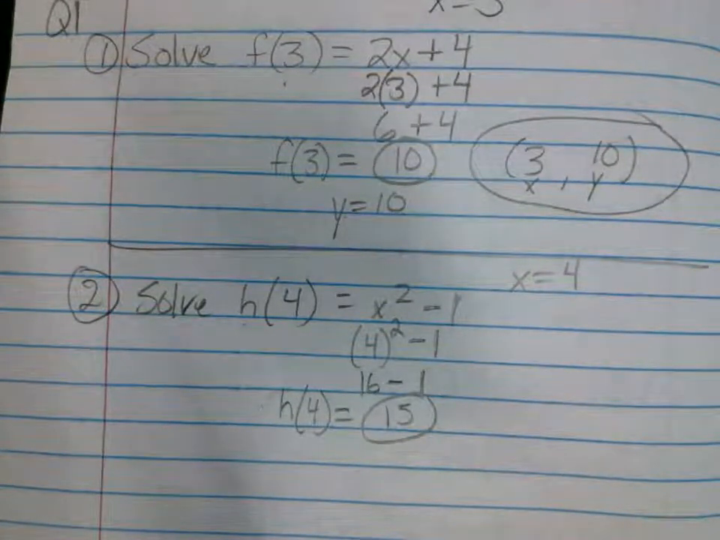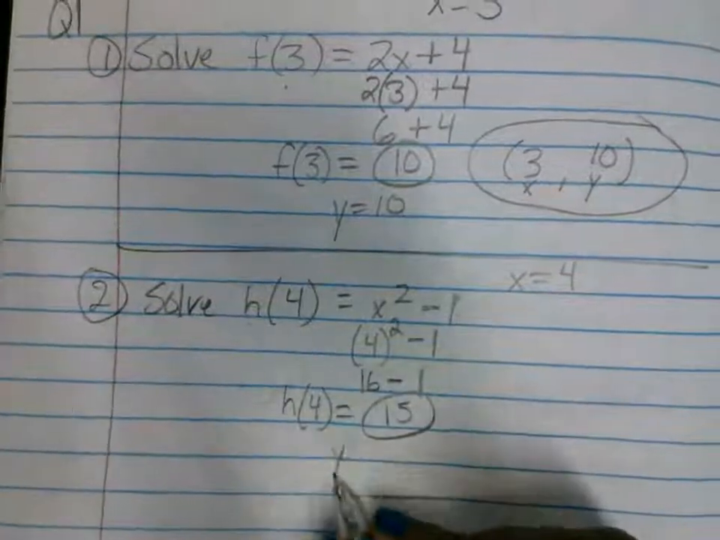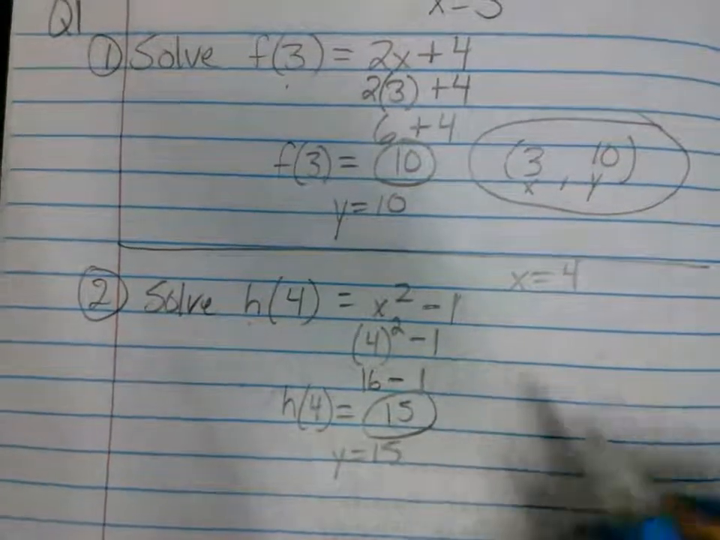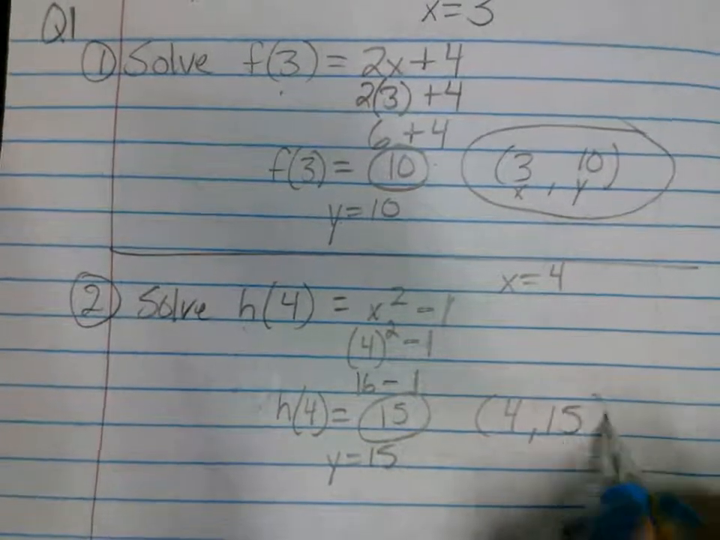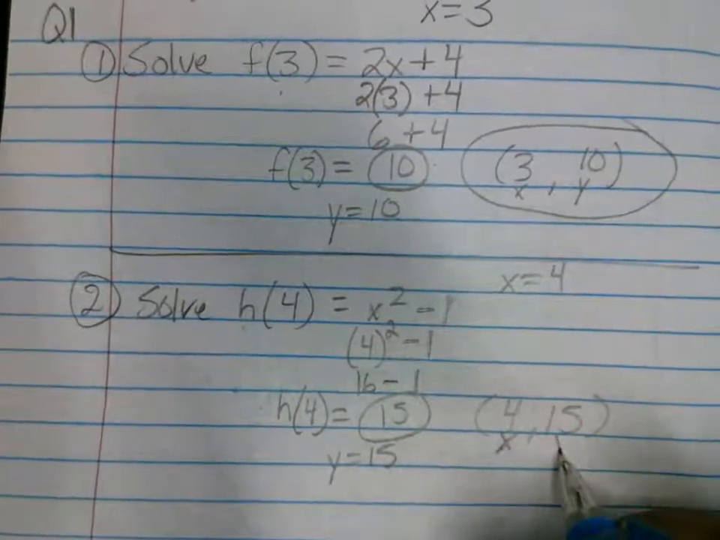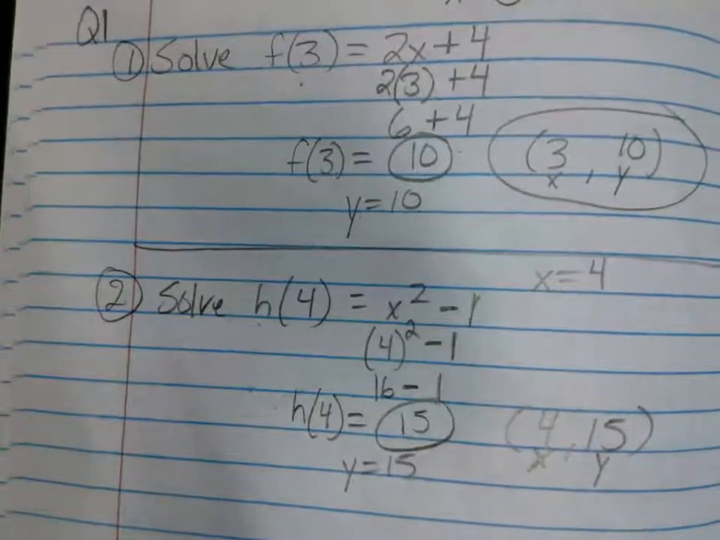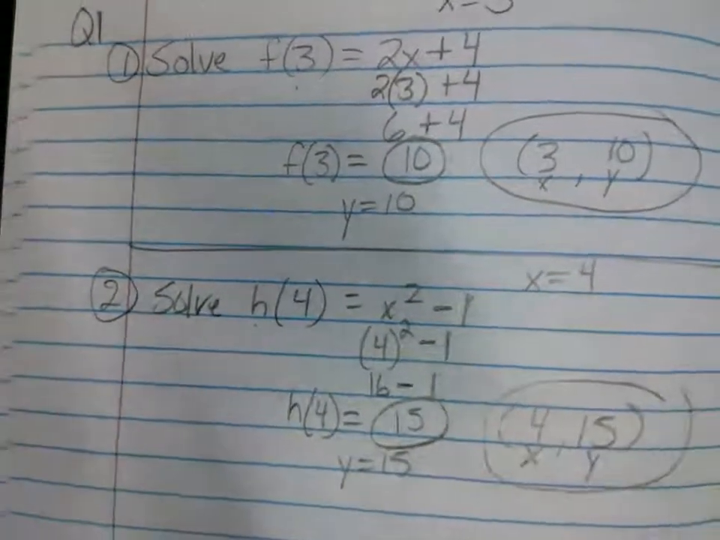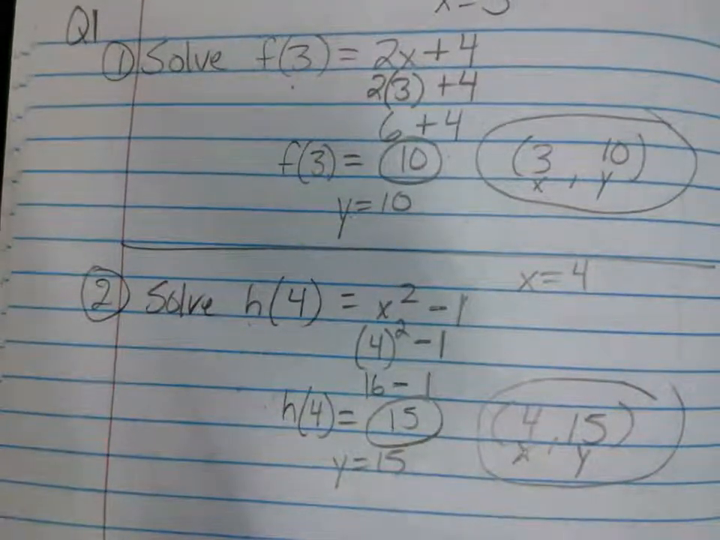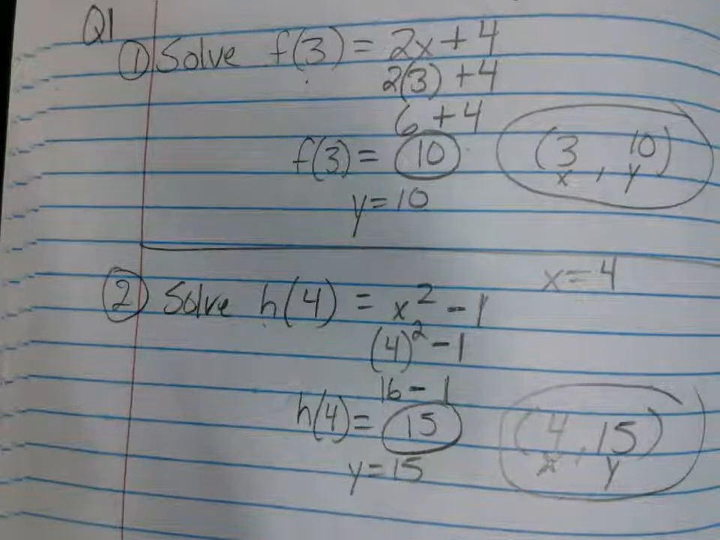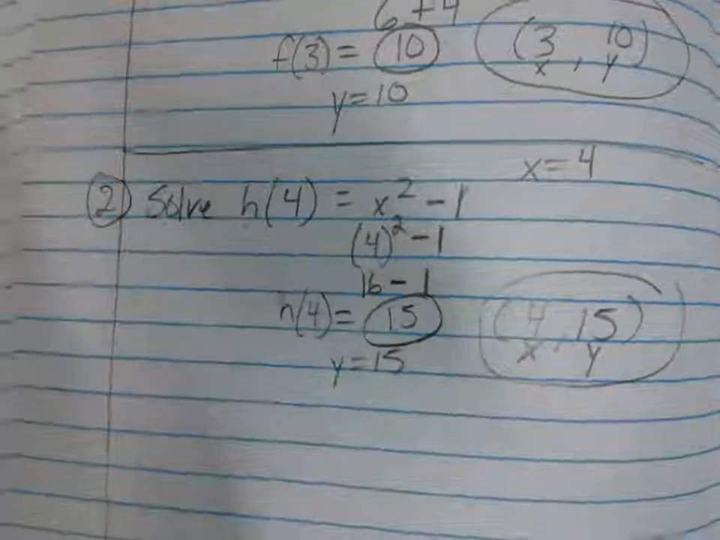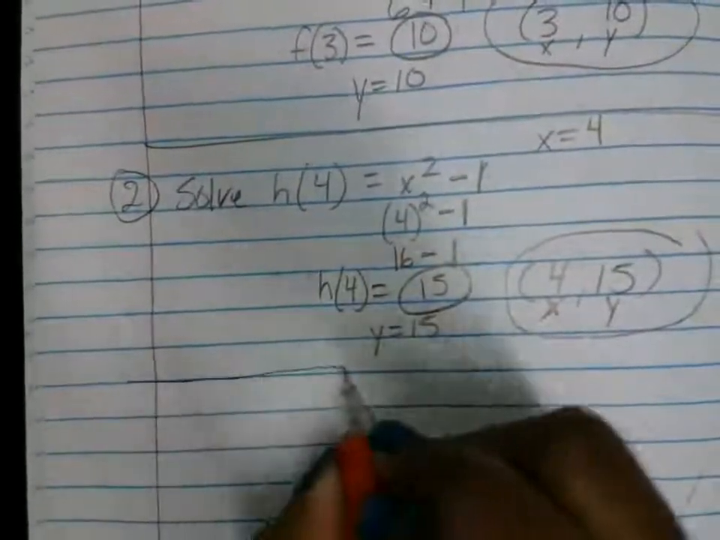What's another way to write this? Y is equal to 15. What's another way to write this? 4 comma 15. When x is equal to 4, y is equal to 15. That's another way to write your answer. Any questions about that? Okay, I'm going to pause for the cause. Give us a chance to write. Some people still writing. Okay, let's do this one. Number 3.